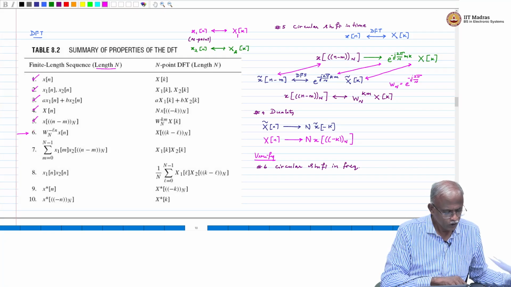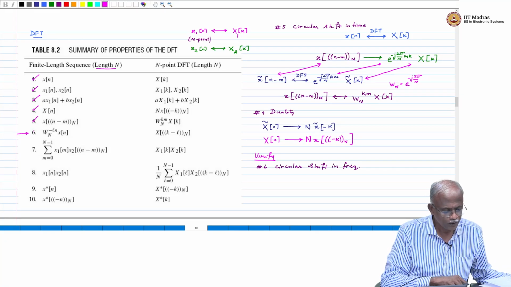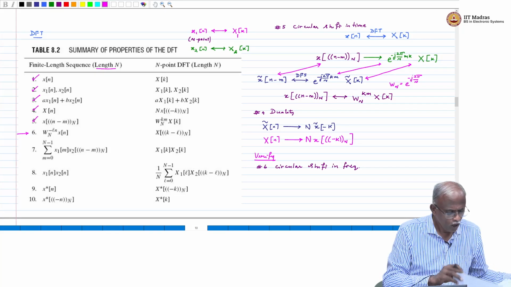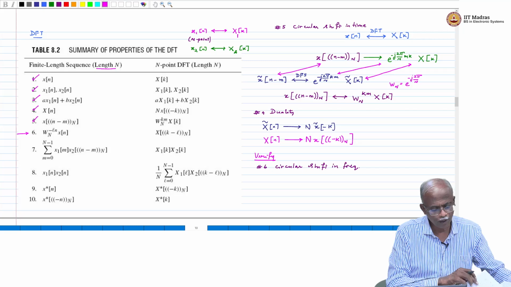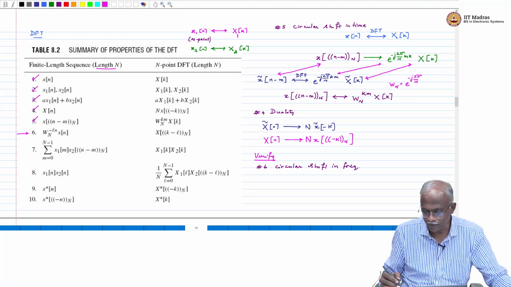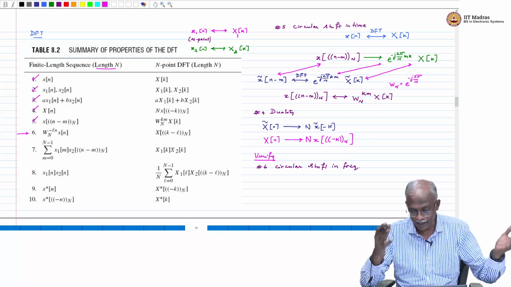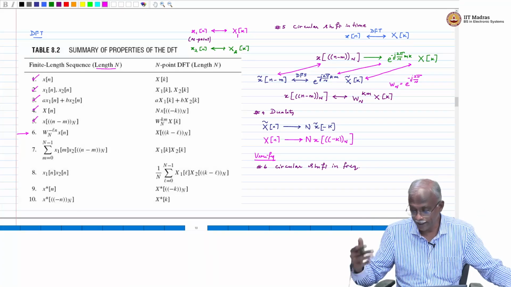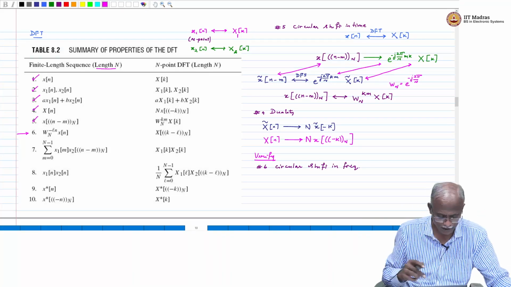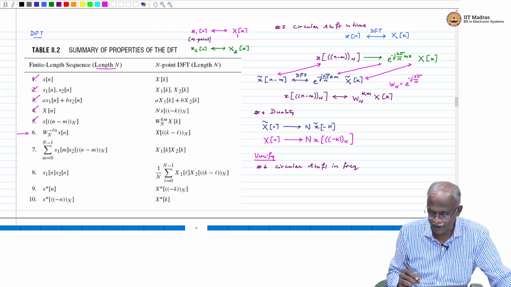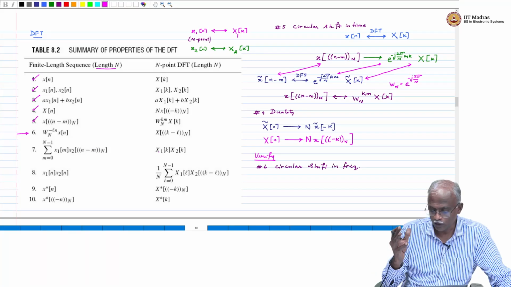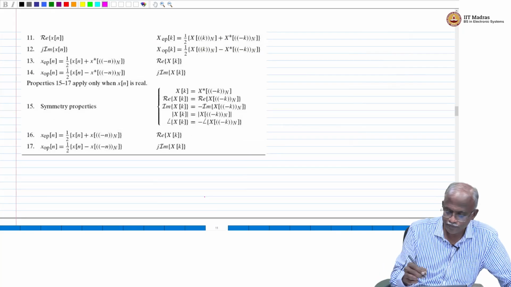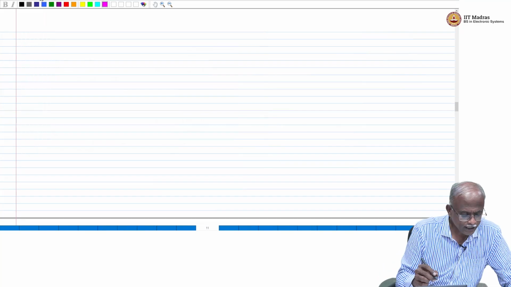All right. So now what we are going to do is look at the derivation of one of the important properties that is present in the DFS. We want to be able to understand and apply it in the case of the DFT. That is property number 7, the circular convolution property. So let's write it down.